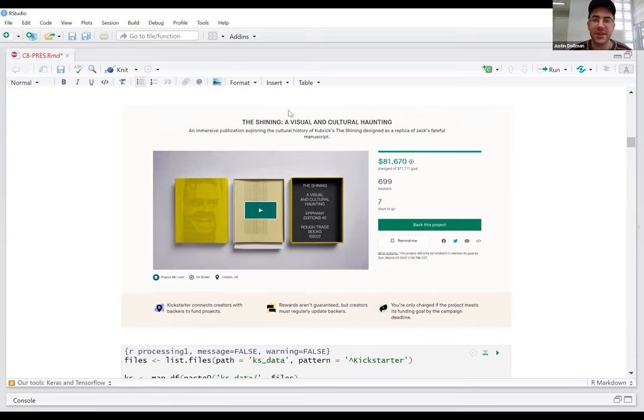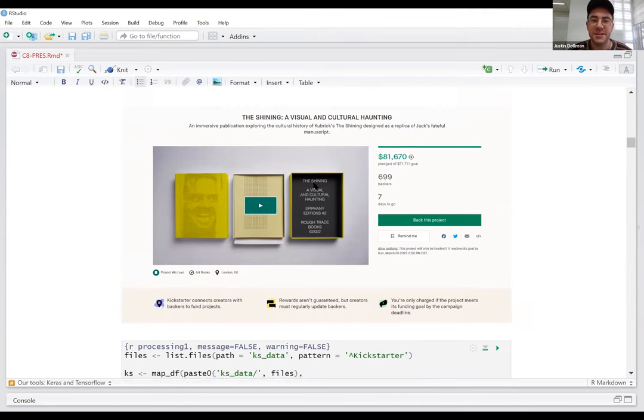So notice here, and this is gonna get to the data that we're working with, a project will have a title. So this one is The Shining, A Visual and Cultural Haunting. And then there's the blurb, and that's the key piece of text we're gonna be working with. The blurb here: an immersive publication exploring the cultural history of Kubrick's The Shining, designed as a replica of Jack's fateful manuscript. So there you go, that's what it is.